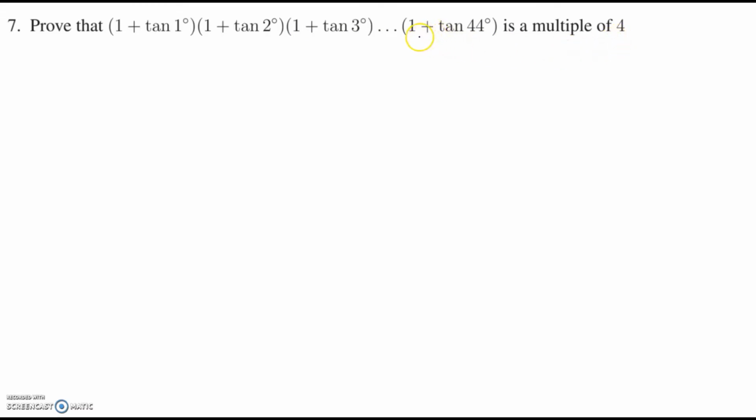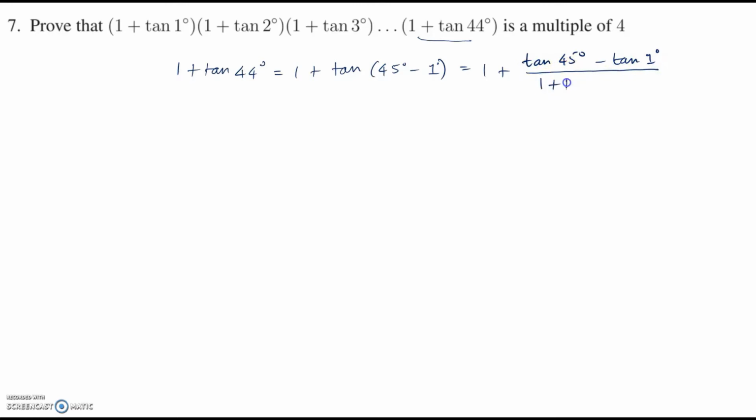Right, so let's take the last expression first. So 1 + tan 44° can be written as 1 + tan(45° − 1°). So, further, this is like tan(A − B). So, applying the formula, this becomes (tan 45° − tan 1°) divided by (1 + tan 45° tan 1°).